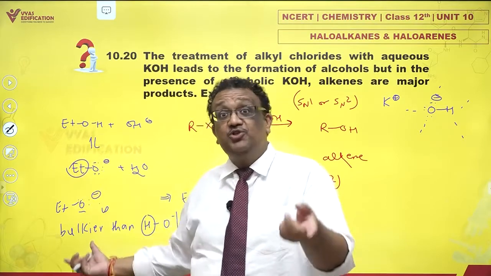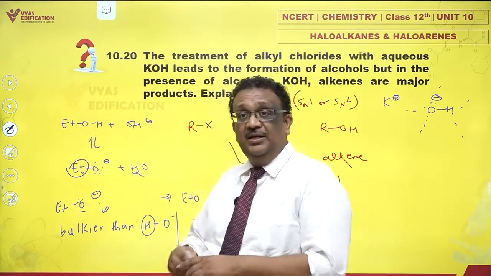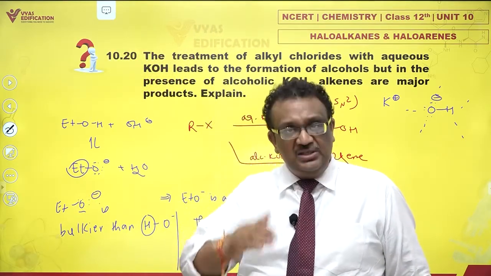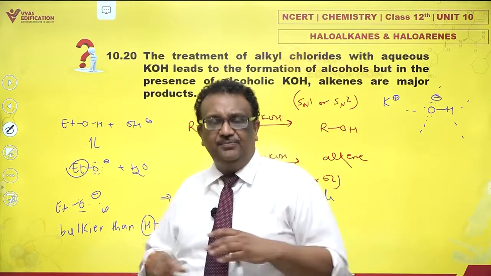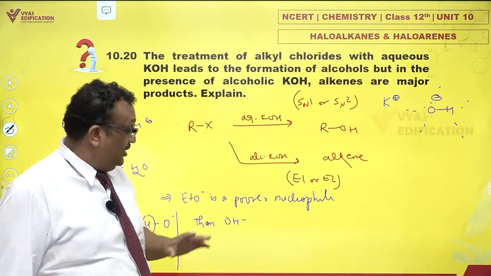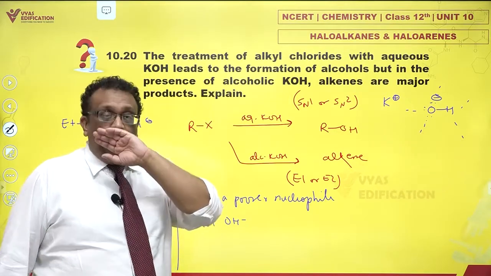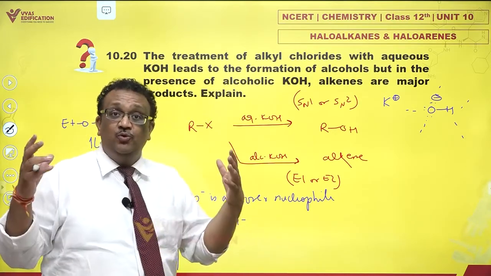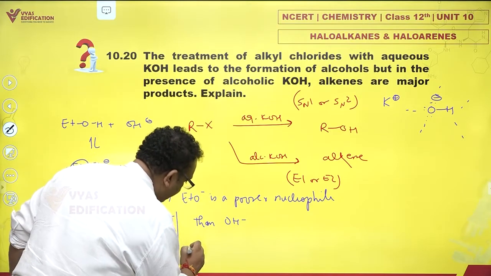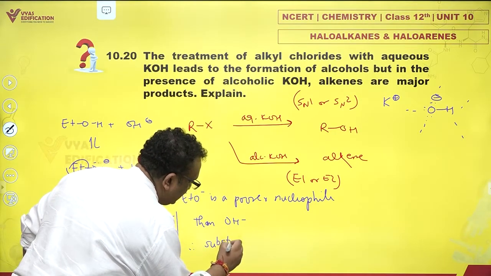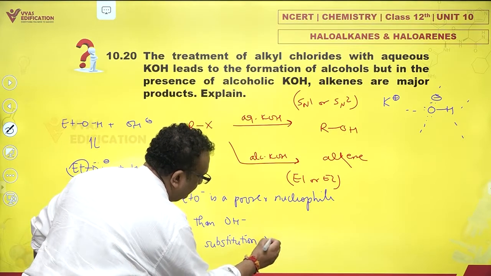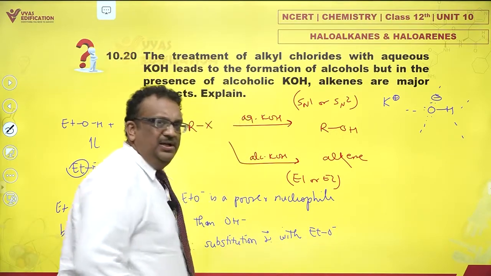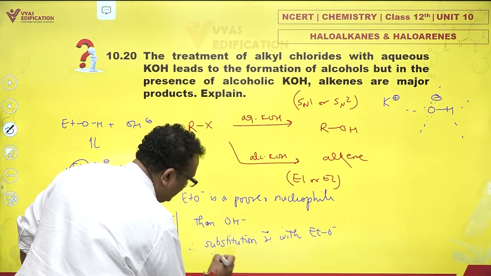Had EtO- been a much stronger base than OH-, then a weaker base OH- could not have made a stronger base EtO-. It is true that EtO- is slightly stronger, not much. Roughly they have similar basic strength, but the correct reason is that EtO- is a much weaker nucleophile because of huge bulk. Therefore, substitution reactions with EtO- is not encouraged, is not favored.